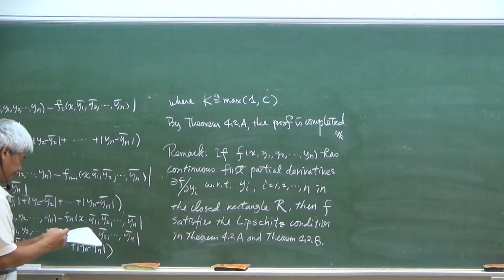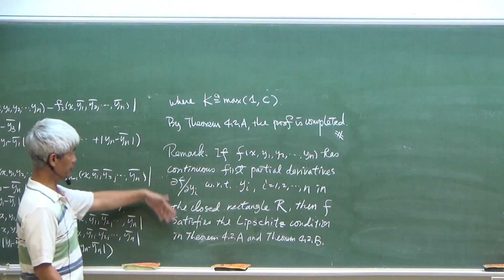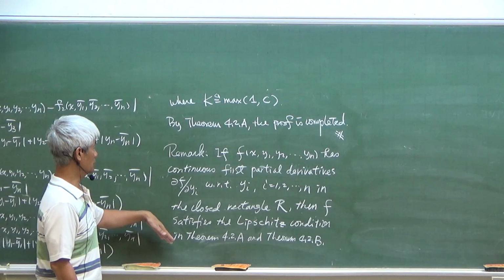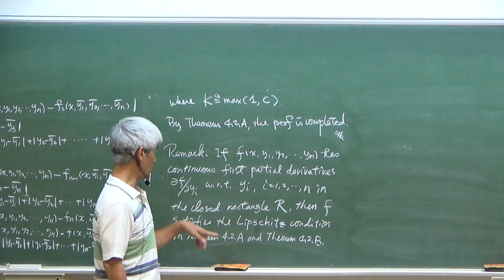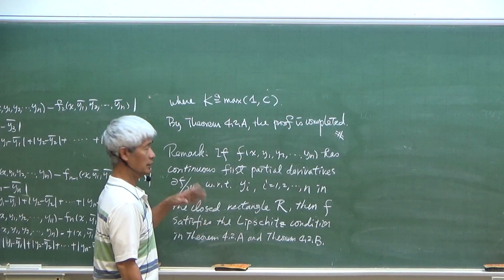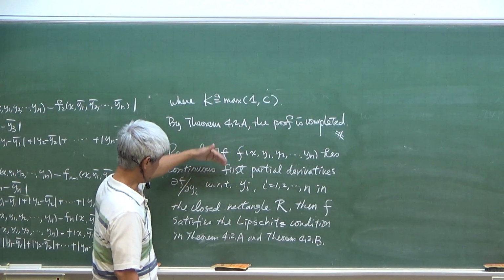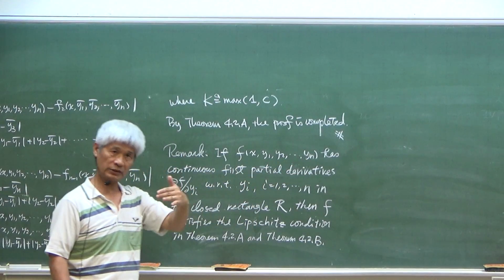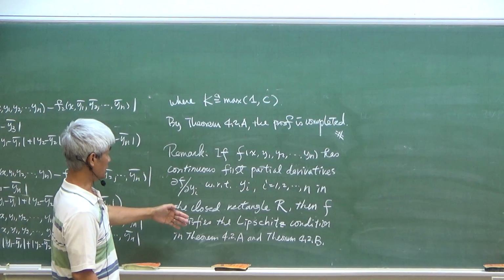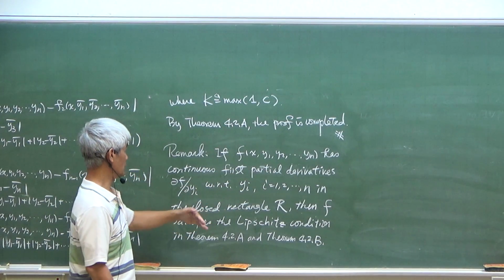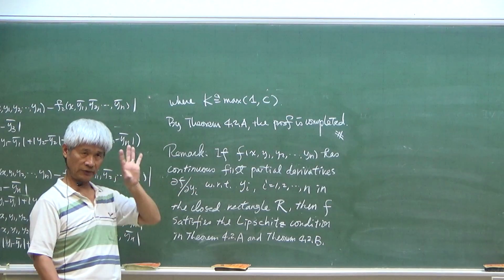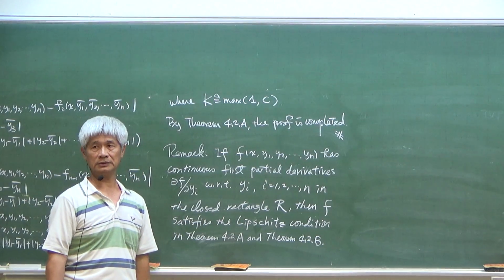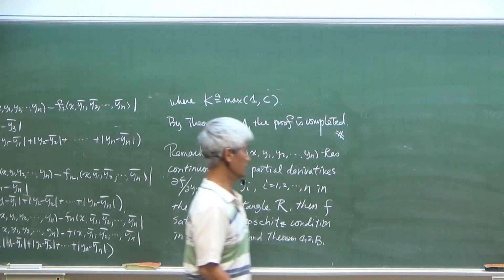Okay. So this is a very simple checking condition for the function f to have the Lipschitz condition. We just take the partial derivatives with respect to y1, y2, up to yn, just first partial derivatives, and see if all these partial derivatives are continuous. If they are continuous, then of course it satisfies the Lipschitz condition.